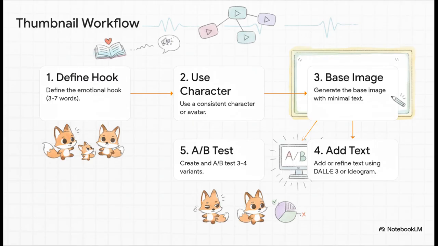You start with the story, that short emotional hook. Then, for consistency, you use a regular character or avatar. Now, here's the key part. You generate the main image first with almost no text. Then, you use a different tool to add the text later. And finally, you always test a few different versions to see what your audience really clicks on.